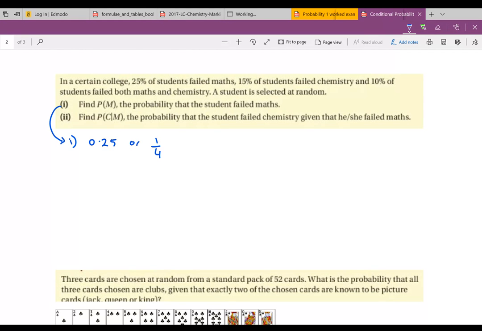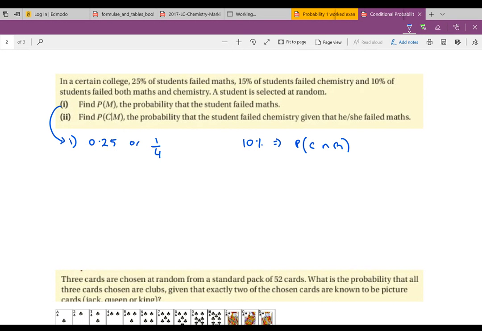15% of students failed chemistry and 10% of students failed both maths and chemistry. Okay, so I have 10% that failed both maths and chemistry. That is the probability of failed chemistry and maths, because they failed both of them, so they failed them together.